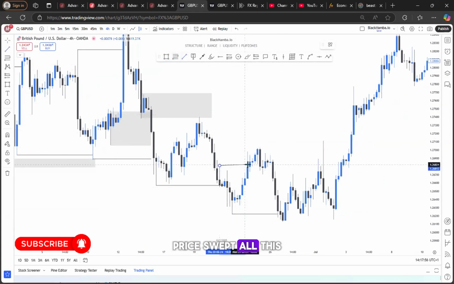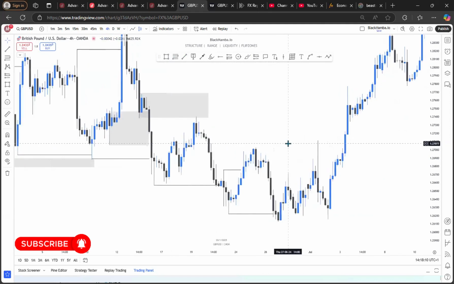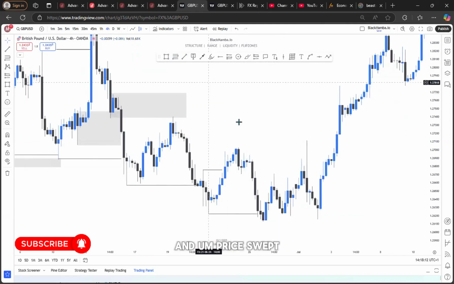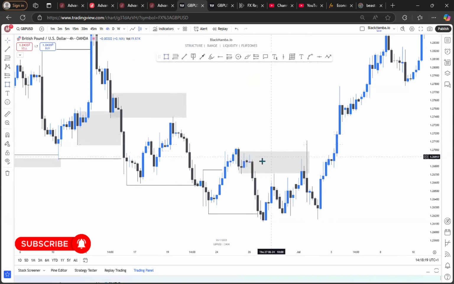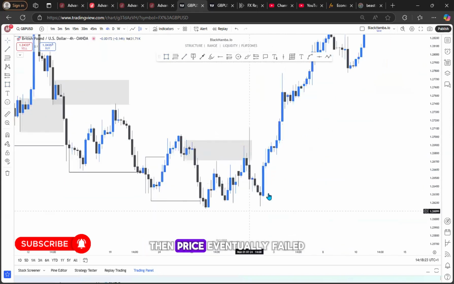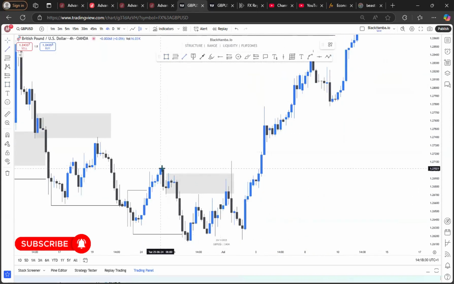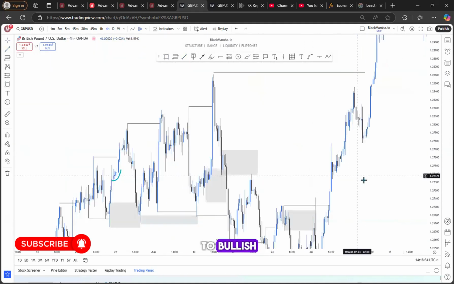Price swept all this candle high. If you go to the 2 time frame, you see that this is an obvious area of liquidity, and price swept it, broke structure to the downside. Then this was supposed to be respected. This area was where price was supposed to respect. Then price eventually failed it. Eventually did what? Shift from being bearish to bullish.